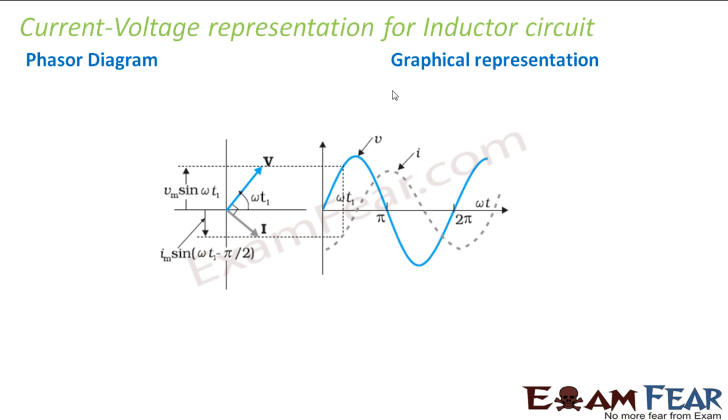So this was the graphical representation, which was clear to us. Now let us represent the voltage. Looking at the graph, corresponding to this graph, I have drawn a phasor V making an angle omega t1, because I am considering this instant of time. And the vertical component represents the instantaneous value, that is Vm sine omega t1, and the length of the phasor represents the peak value.